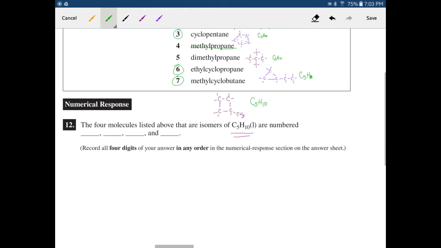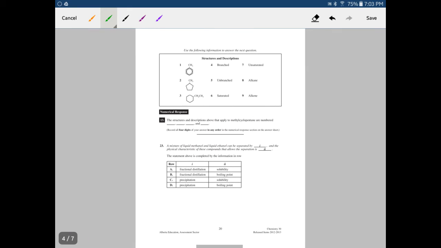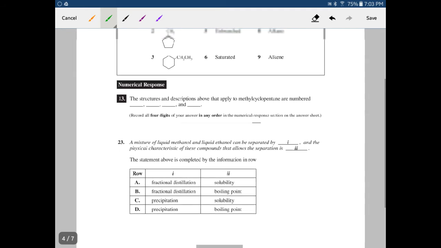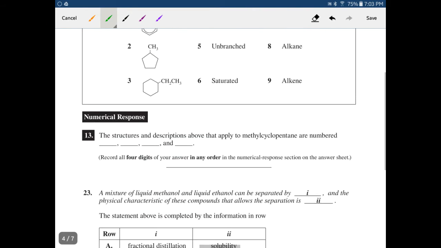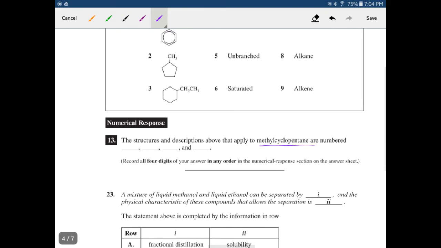So our values listed in any order as per the diploma is, I always like to do numerical, 1, 3, 6, and 7. Okay. Take a look at the next question. So this question says the structures and descriptions that apply to methyl cyclopropane, methyl cyclopentane, are numbered above. Okay, a few things that you might want to do.